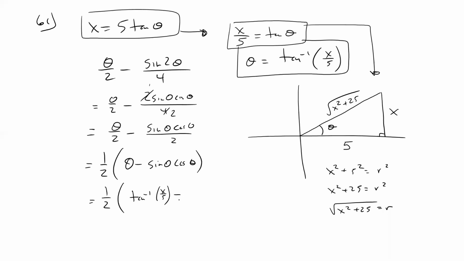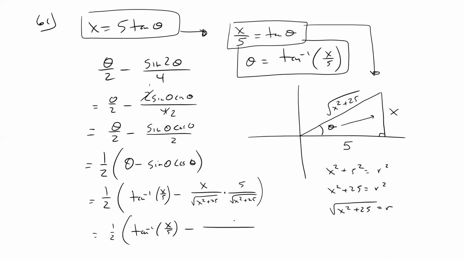Minus, and now let's deal with our sine functions here. Sine is opposite over the hypotenuse. Cosine is adjacent over hypotenuse. And we've got ourselves a 5x over x squared plus 25 at the end.